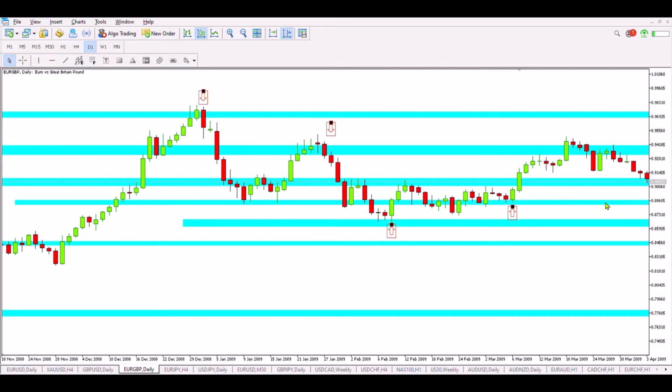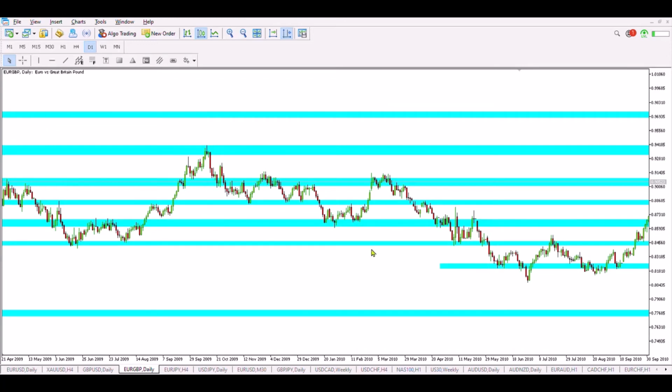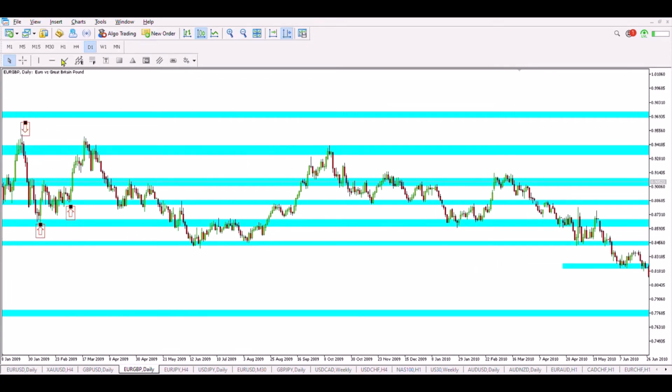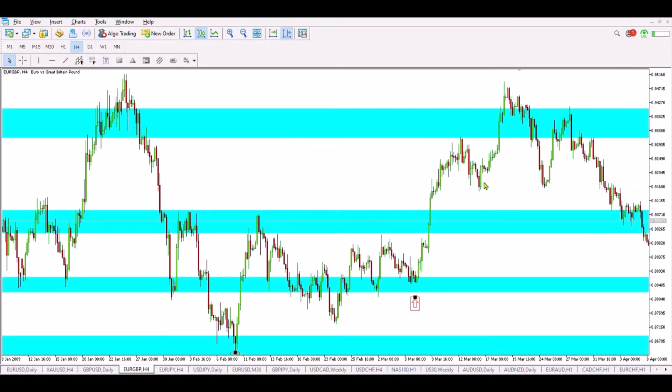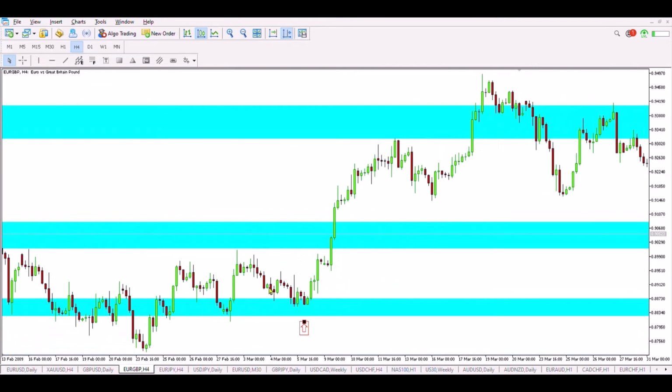And basically what I do in my strategy is after I mark these daily support and resistances, I go to the 4-hour chart and I look for entries here. So here you can just zoom in and see this beautiful engulfing candle. So you can take a buy here.